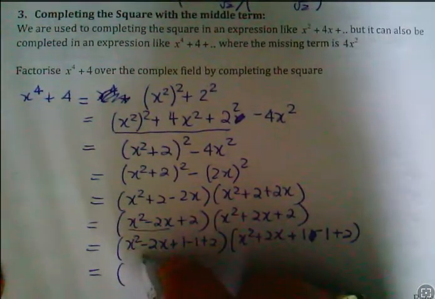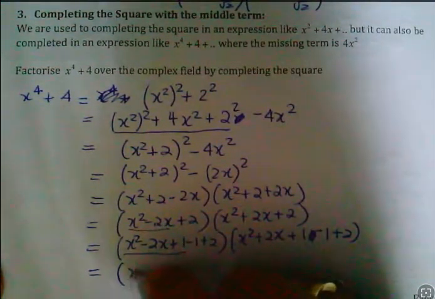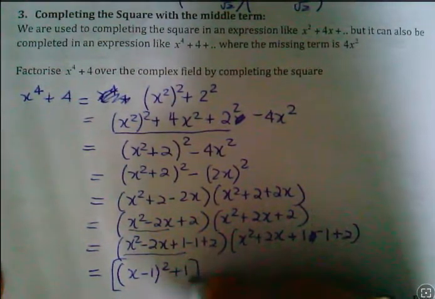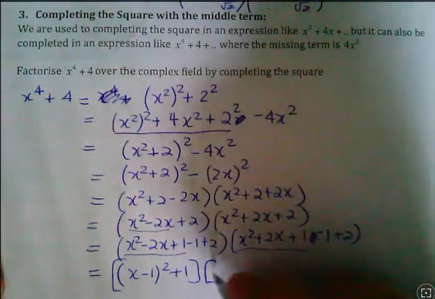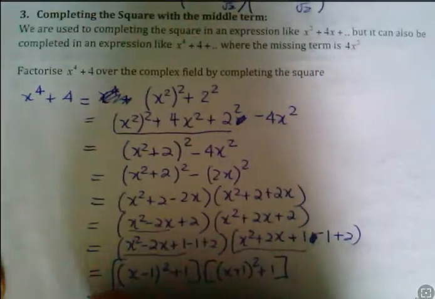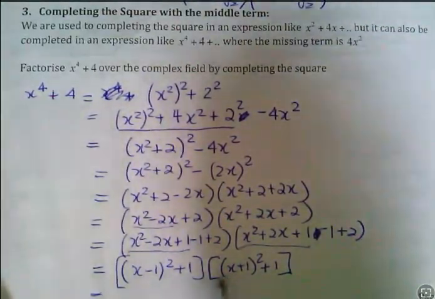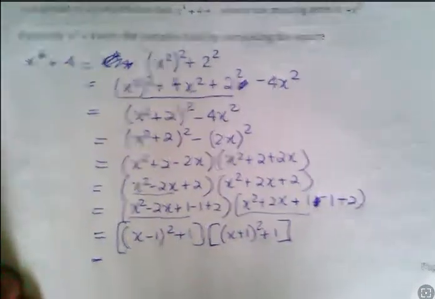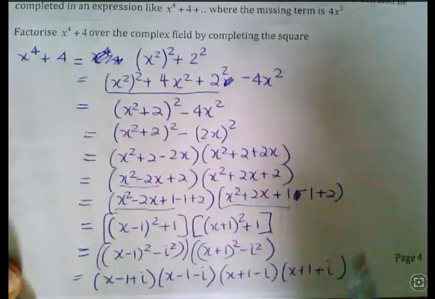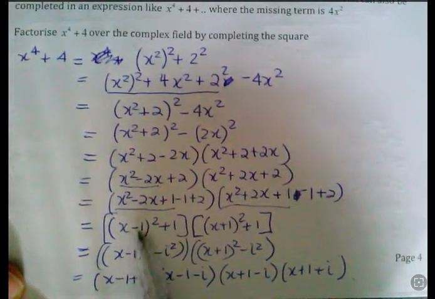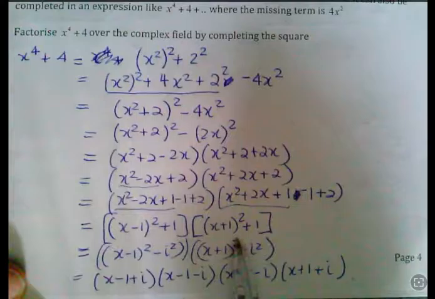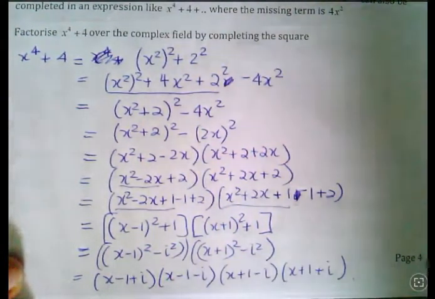Okay, so completing the square on these, I've got x minus 1 squared, minus 1 plus 2 is plus 1, and here I've got x plus 1 squared, minus 1 plus 2 again is plus 1. So now I can change these both to a difference of 2 squares by changing my 1 to minus i squared. So I've got x minus 1 squared minus, instead of plus 1, I'm going to write minus i squared. And here, x plus 1 squared, change this plus 1 to minus i squared. Now I've got a difference of 2 squares.